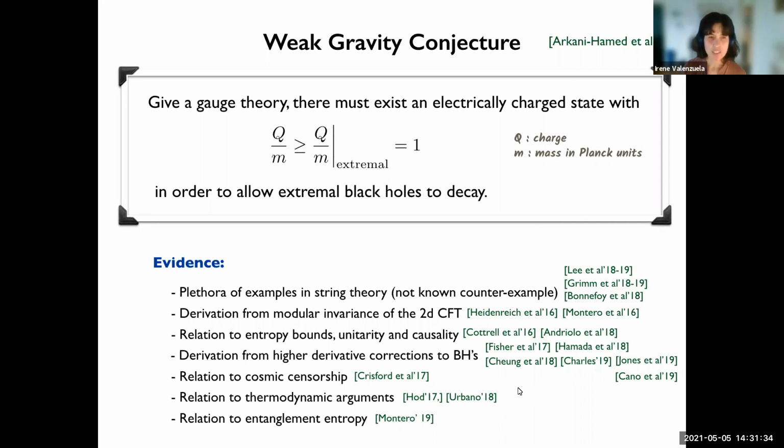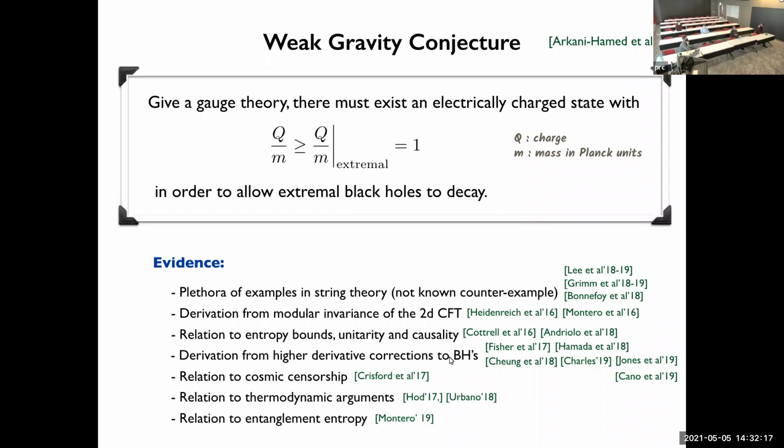Also, there are many works studying higher derivative corrections to black holes and positivity bounds, from requiring unitarity and causality and things like this. And the lesson to learn from all these works is that it seems that a mild version of the weak gravity conjecture should be true. You should have some states that satisfy the weak gravity conjecture, but it's not clear at all which states, whether it's just black holes or whether you have light particles satisfying the weak gravity conjecture.